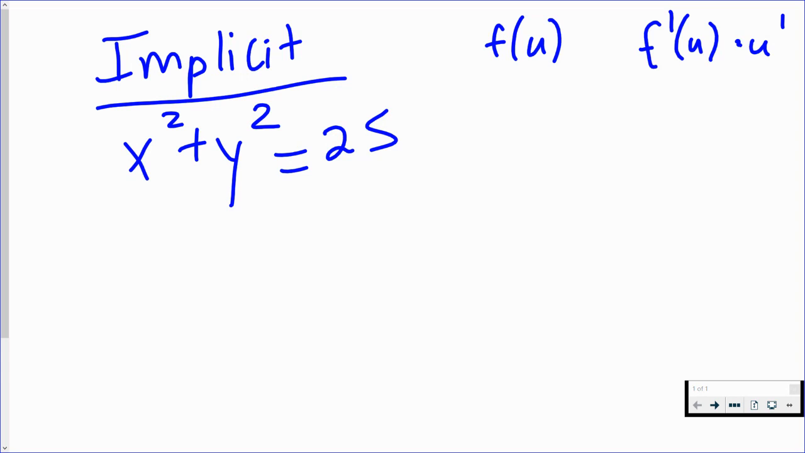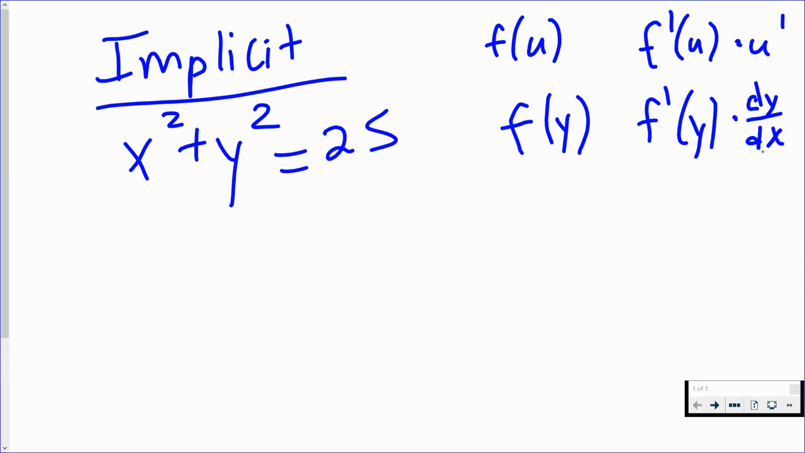So if we have a function that's in terms of y, we have to take the derivative of that, and then we have to multiply by a dy dx.